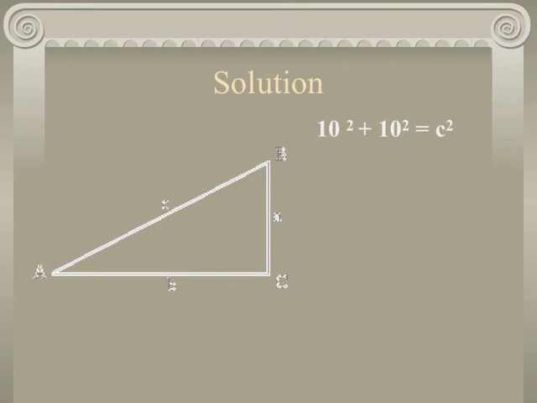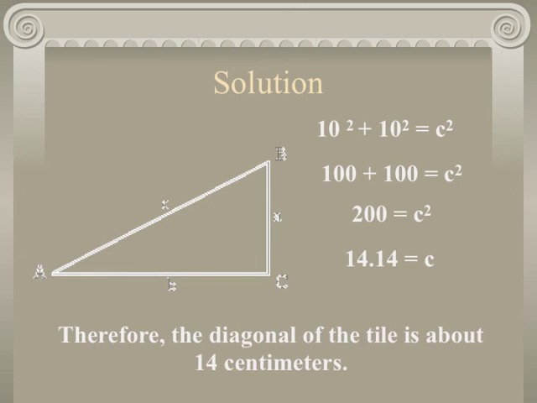So that's 10 squared plus 10 squared equals C squared. 100 plus 100 equals C squared. 200 equals C squared. Take the square root, you get 14.14.